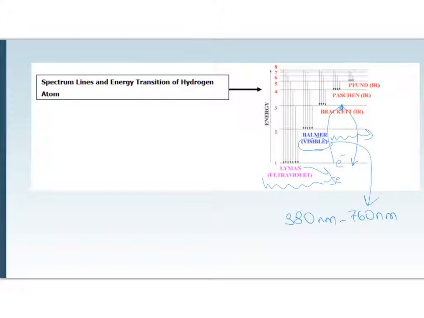These ones, Brackett, Paschen and Pfund, are IR rays, meaning infrared rays. These have low energy. The Lyman series has ultraviolet rays, so it is going to have high energies. Remember, high energy means low wavelength, and low energy means high wavelength.